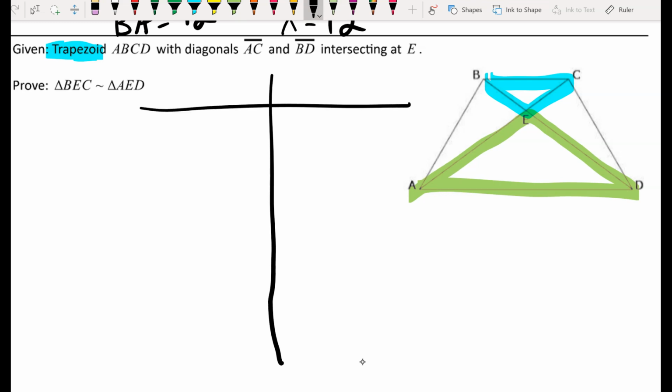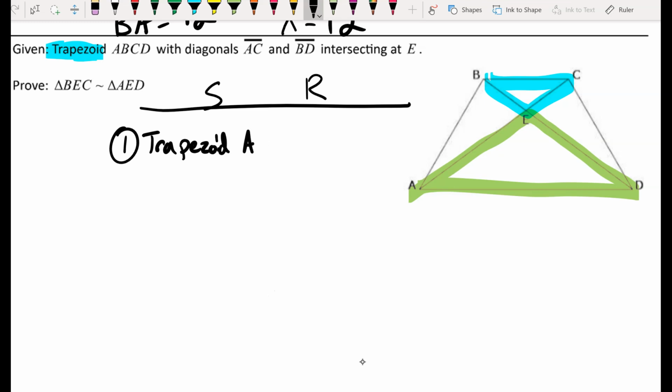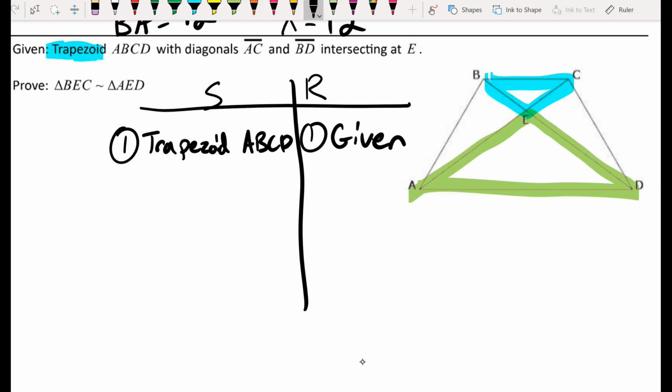All right. I don't really have a lot in my givens, right? I have that there are diagonals there that intersect. But the important one is that ABCD is a trapezoid. So I have trapezoid ABCD. And I want to think about what was the definition of a trapezoid. Oh yeah, there's at least one pair of parallel sides. And based off of this picture, it looks like BC is parallel to AD. Maybe that'll help me here.